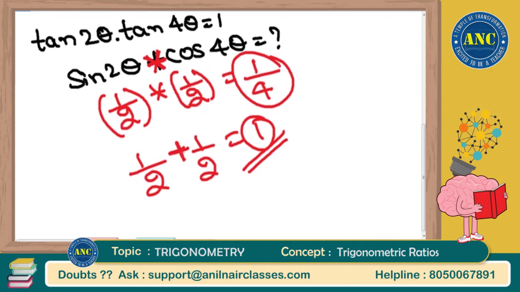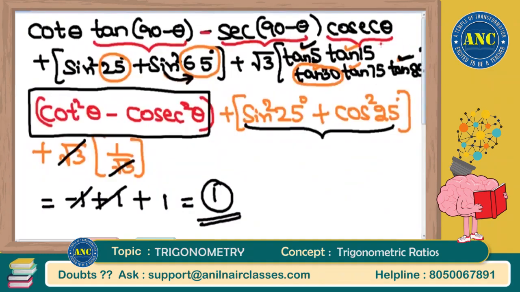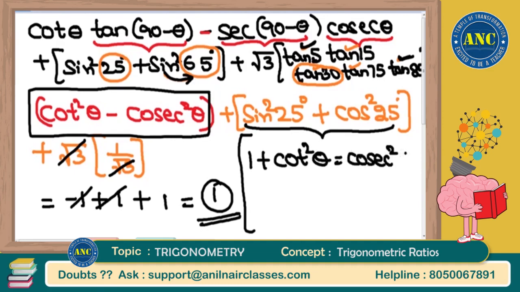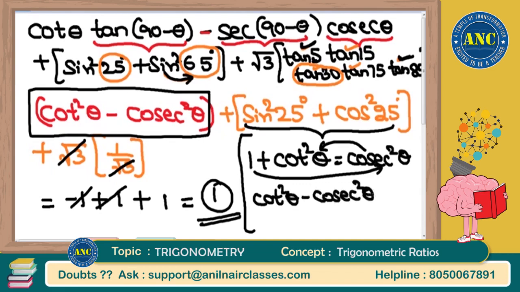How minus 1, Raj Sharma? That is where you need to be very, very strong with your identities. Yesterday I discussed 1 plus cot square theta is nothing but equal to cosecant square theta. If I shift this cosecant square theta to the left hand side and 1 to the right hand side, it becomes cot square theta minus cosecant square theta. The plus 1 on the left hand side goes to the right hand side and becomes minus 1.